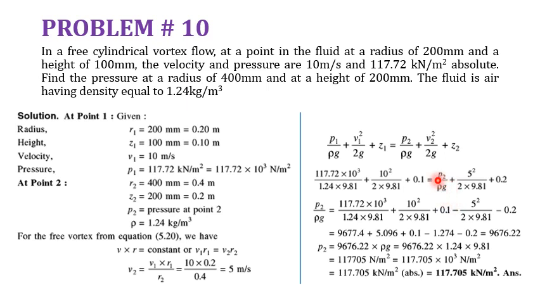So P2 over rho g, we can take it to the other side, and we can take these terms, velocity and elevation head, to the left hand side, and we'll get the P2 over rho g value, which came out to be 9676.22. So multiplied by rho g, taking density 1.24, the pressure is 117.705 kilonewton per meter square absolute.